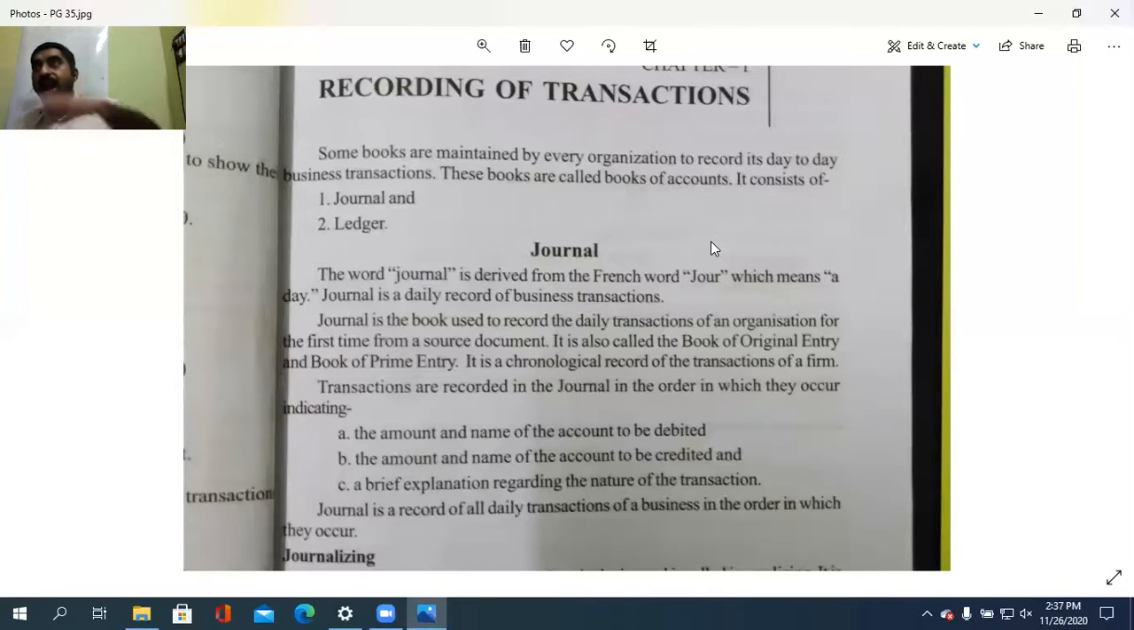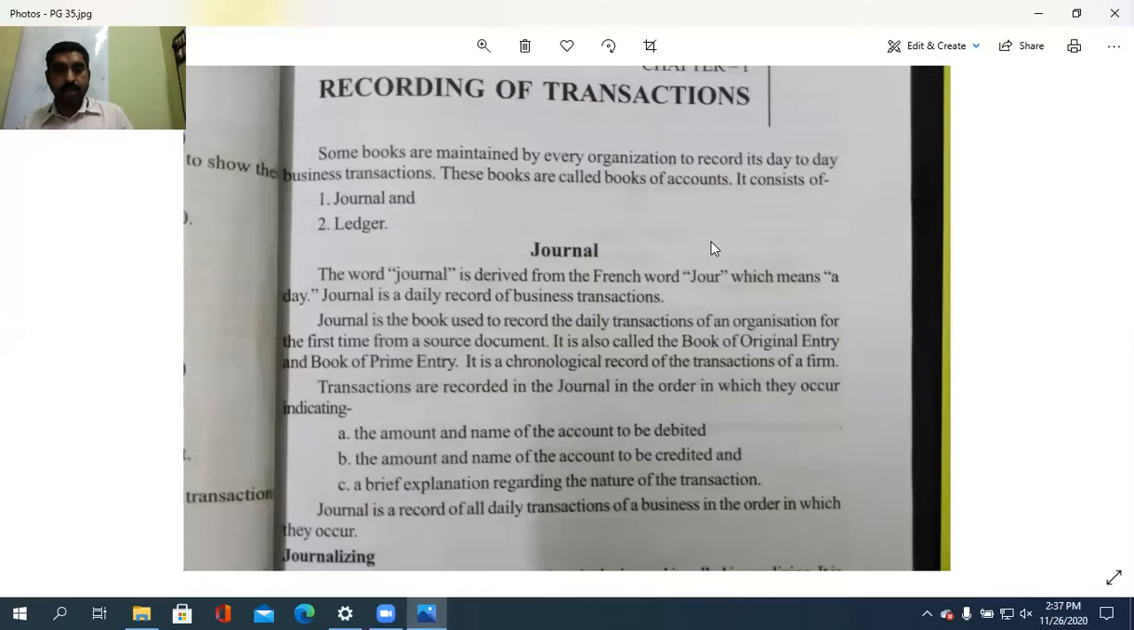So in the journal is where we first record any transaction that takes place. Now if a sale takes place, the entry in the form of a sale will be written, that is in the journal proper or journal. Transactions are recorded in the journal in the order in which they occur, indicating the amount and name of the account to be debited, the amount and name of the account to be credited, and a brief explanation regarding the nature of the transaction itself.